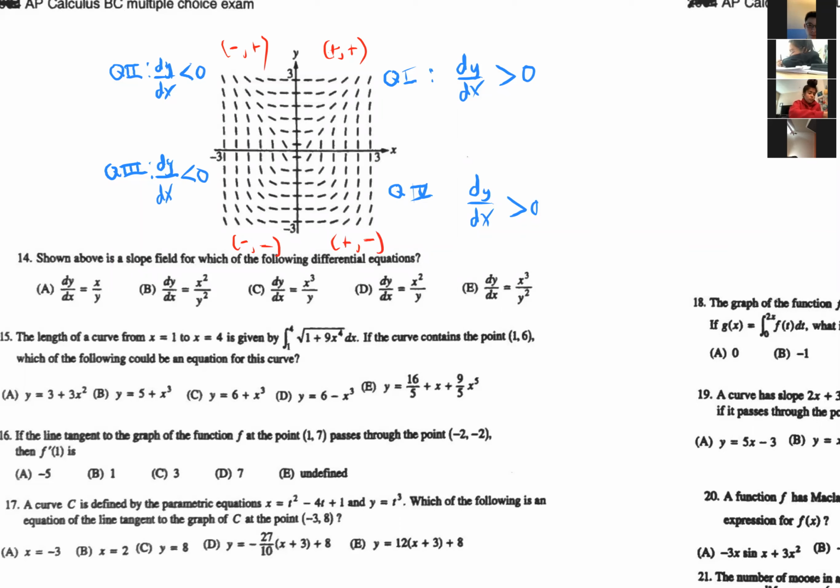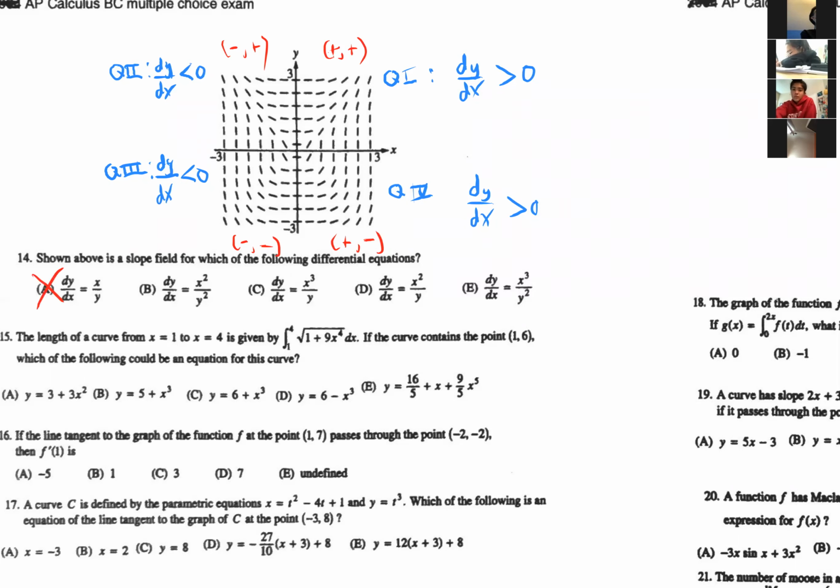So let's go through these. On letter A, it says the derivative is x over y. Let's see if that works. So if I do a positive, I'm in quadrant 1 now. If I do a positive divided by a positive, that gives me a positive slope. If I go to quadrant 2, when I divide x and y, it'll give me a negative slope. Quadrant 3 is false. So I'm going to cross this one out.